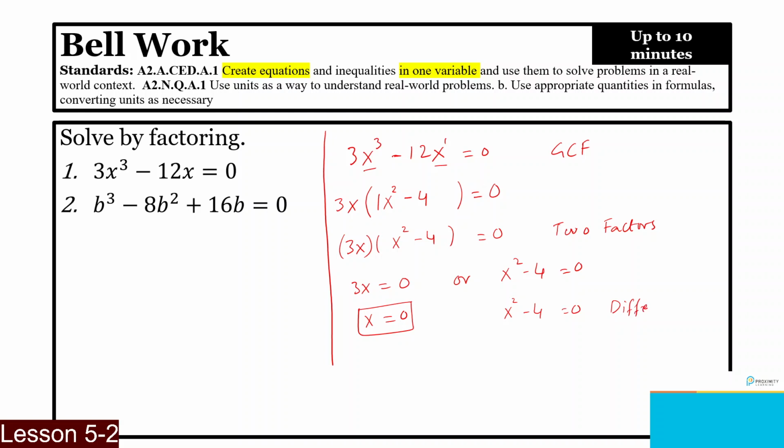should remind you of difference of squares. So I know that x squared minus 4 is equal to, for some reason it's not writing for me, x plus 4 times x minus 4.